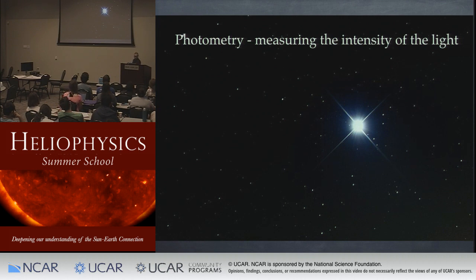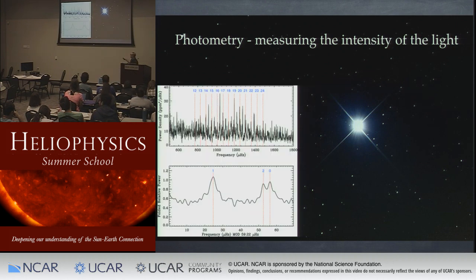Okay. So there are a number of ways to look at the light. And depending on the way we analyze the light, this will have a different name. So the first type of way to look at the light is called photometry. And this is purely measuring the intensity of the integrated white light that is coming from that particular star. And this is an example from the Kepler data.